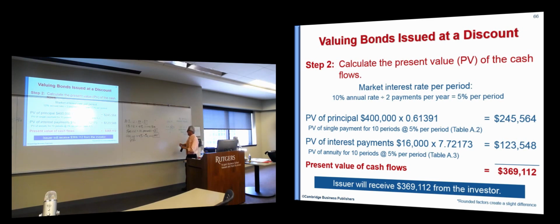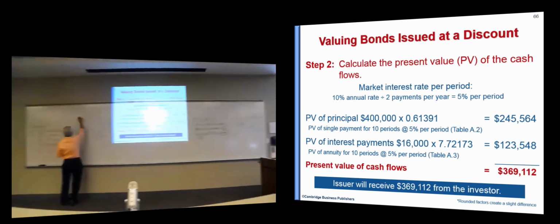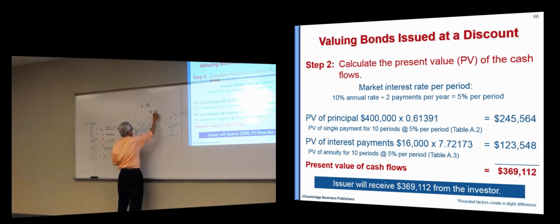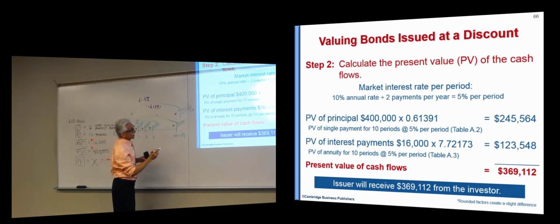Same thing here. The interest rate's going to go up, and it's going to drop the present value of the annuity. If the interest rate goes up here, keeping N the same, that drops as well. So the higher the market rate, the lower the value on the bond. So now, to price these bonds, I'm now pricing them at 5% rather than 4%. 61391. And this is 7.72173.